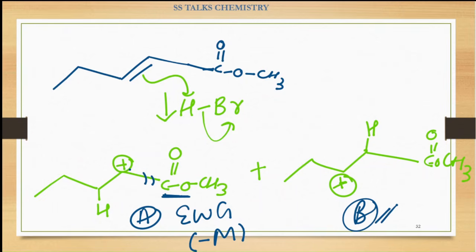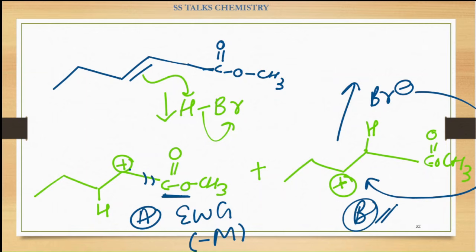So the molecule through the B pathway, where the carbocation is at the further distance from this electron withdrawing group, the reaction is going to proceed through this pathway. Right? So in this case the Br negative, which was acting as a nucleophile, will be attacking this particular carbocation. That means the final product I'm going to get here is this species.